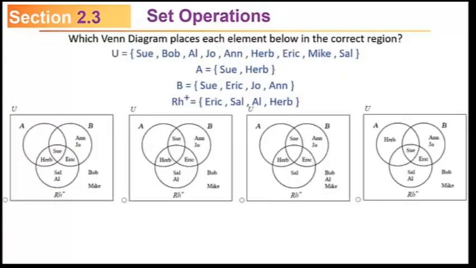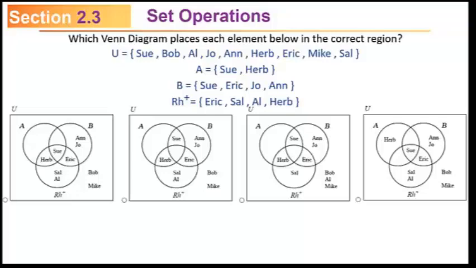Here we're asked which Venn diagram places each element below in the correct region. So we have the universal set consisting of the elements Sue, Bob, Al, Joe, Ann, Herb, Eric, Mike, and Sal. A consists of the set containing Sue and Herb. B: Sue, Eric, Joe, Ann. And Rh positive: Eric, Sal, Al, and Herb.